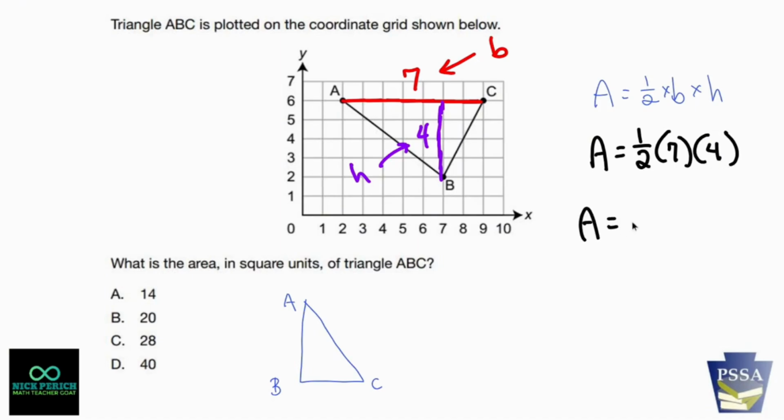You run to a calculator, you multiply out 1/2 times 7 times 4. That's going to give you 14. So we have 14 square units. The answer is going to be A.